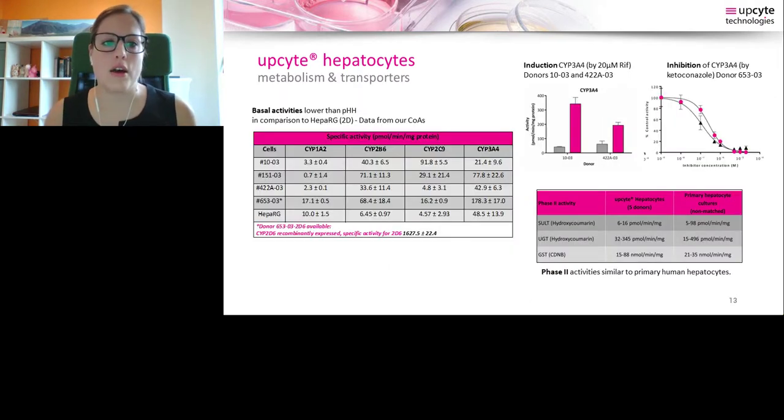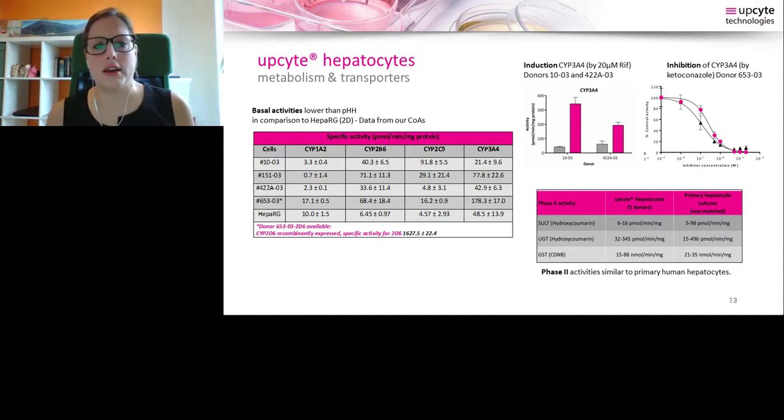What we also do in-house is we check for the enzyme activities. In-house, we do 1A2, 2B6, 2C9, and 3A4. As I said in the beginning, it's a compromised model, so the activities are not as great as when you have fresh primary hepatocytes, but they're on a similar level as, for example, if you compare them to HepaRG. We're quite good with, for example, CYP3A4. The cells don't have a great 1A2 activity, but we're always working on improving the upcyte process, and we're quite confident to show or increase the activities, for example, for 1A2 within the next year.